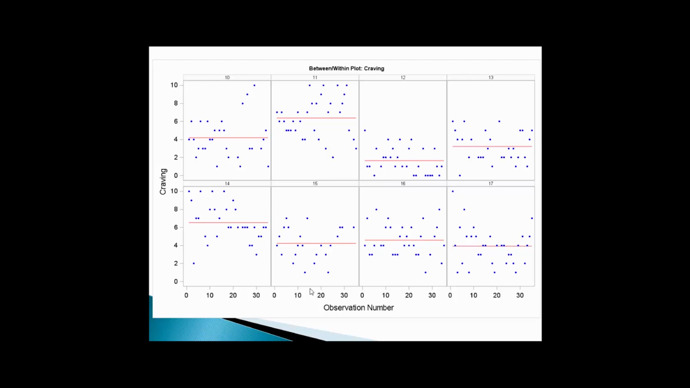Okay, and once we have our data set input and structured the right way, we can start to think about what a between and within person difference might look like on an outcome.